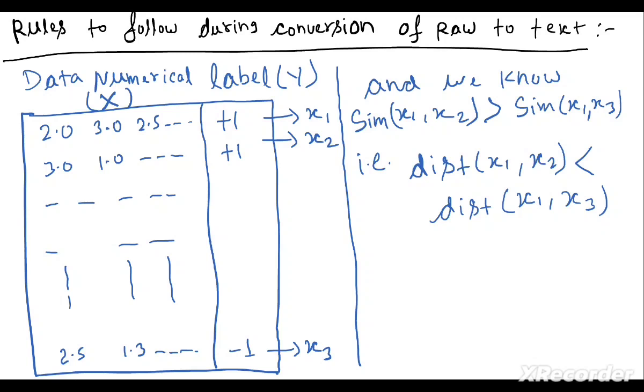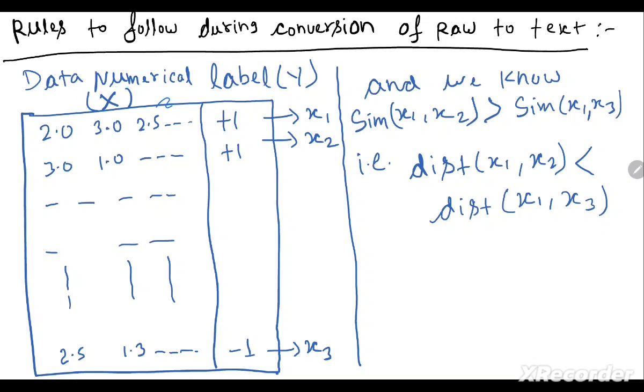So here, what do we have? Rules to follow during conversion of raw data to text. There are some rules that we care about during the conversion process. Let's say we downloaded the raw data, consider Amazon fine food reviews. So we converted the labels. You may be wondering what labels are.